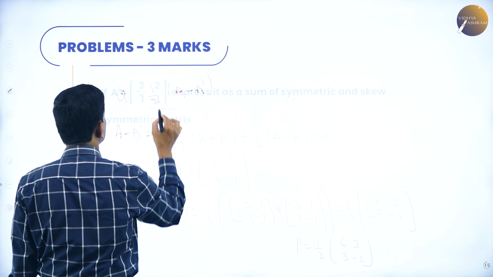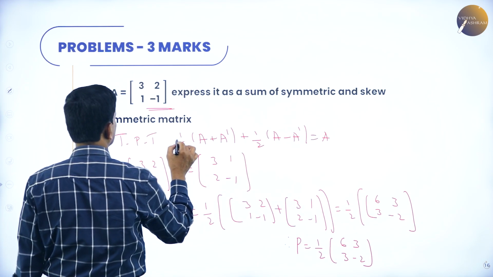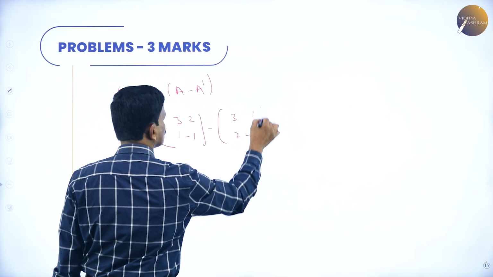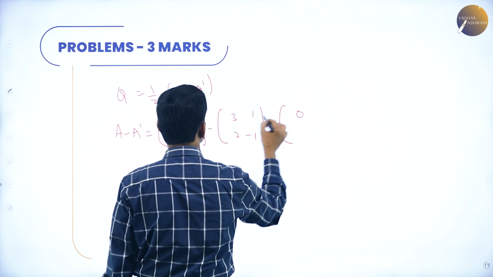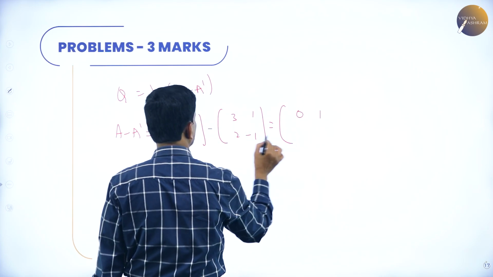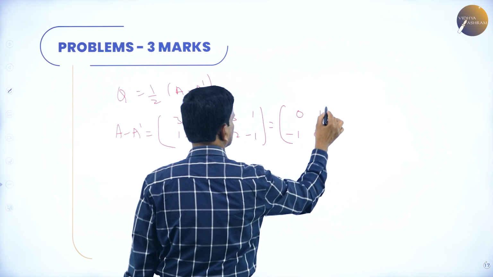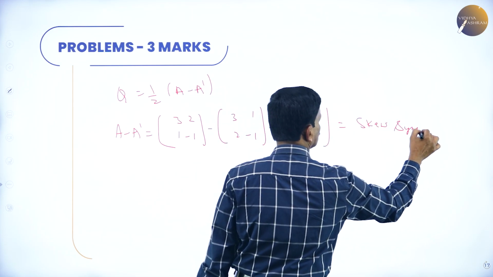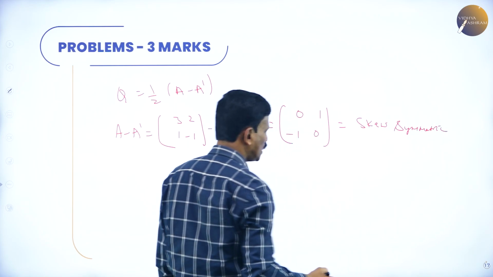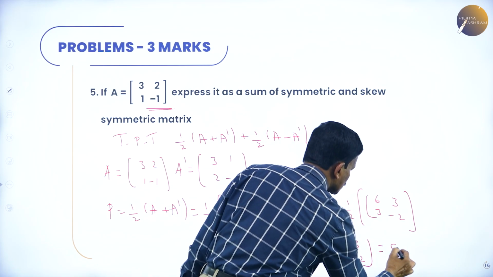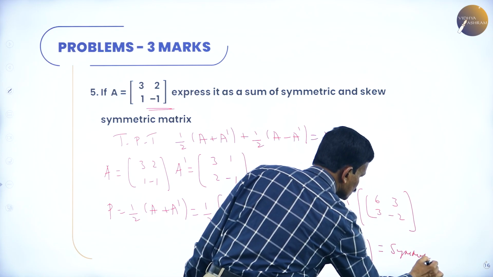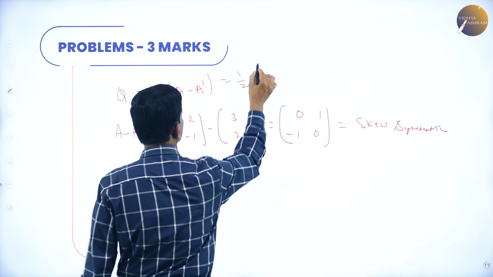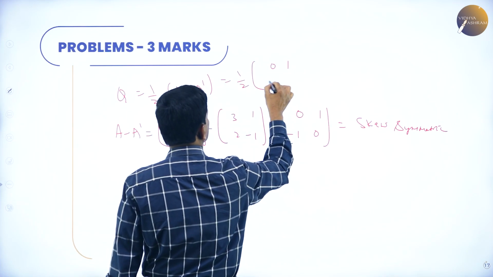What is A? 3, 2, 1 minus 1 and A dash 3 1 2 minus 1. This is equal to 3 minus 3 is 0, 2 minus 1 is 1, 1 minus 2 is minus 1, minus 1 plus 1, this is equal to 0. This is a skew symmetric. Right, skew symmetric, and previous one, this is the symmetric. Right. Now, what is Q? Q is equal to half of this, half of 0, 1, minus 1, 0.